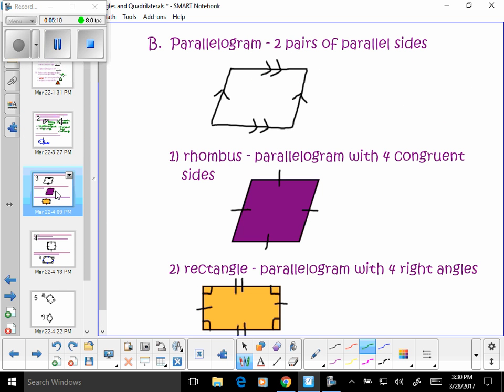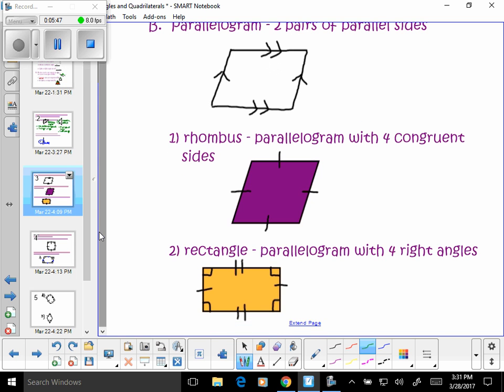Let's look at the next type of quadrilateral. That is a parallelogram. So you go from having one pair of parallel sides to two pairs of parallel sides in a parallelogram. Now there are certain types of parallelograms. One of them is a rhombus. A rhombus is a parallelogram, meaning two pairs of parallel sides, and you have four congruent sides. It kind of looks like a square that's gotten skewed over to one side or the other. I always say it looks like a square that got kind of smooshed over.